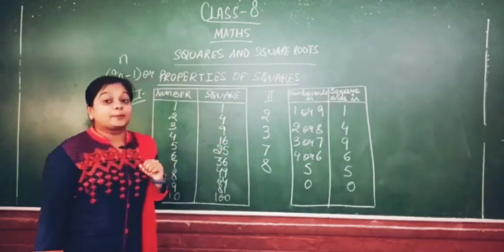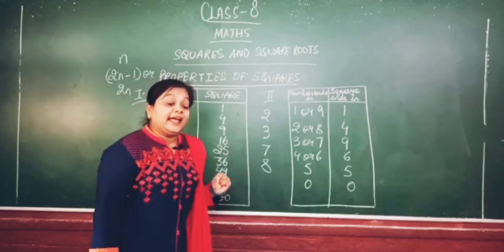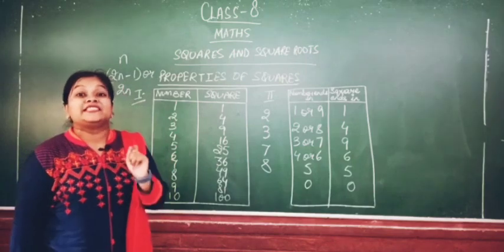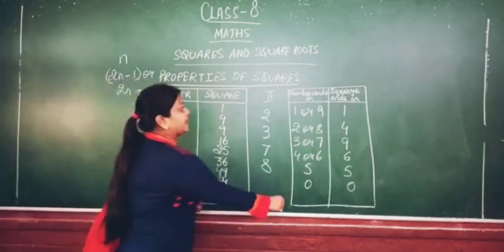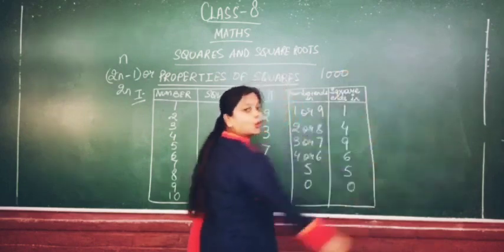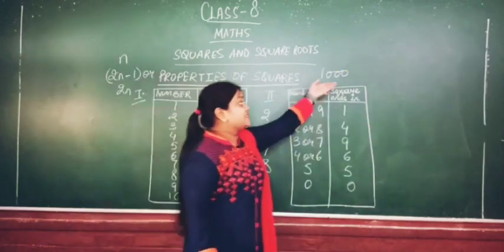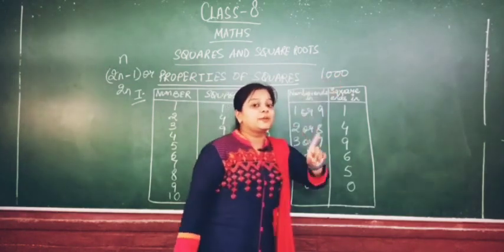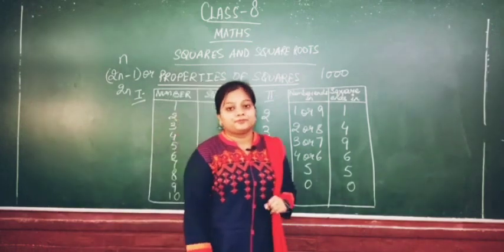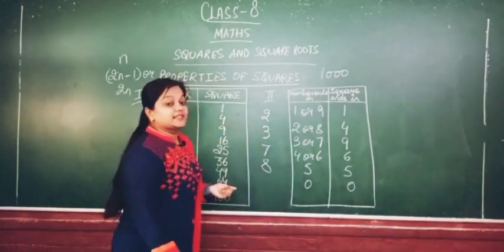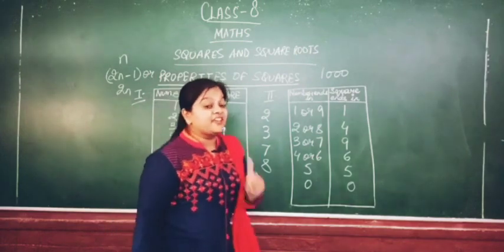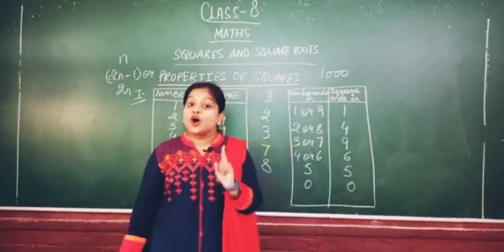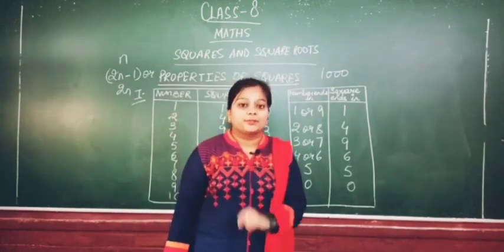Okay? Now, the next property is that if any number ends with an odd number of zeros, for example, we take 1000. 1000 has 3 zeros and 3 is an odd number. So 1000 can never be a perfect square number. Our next property is that the square of an even number is always an even number, and the square of an odd number is always an odd number.